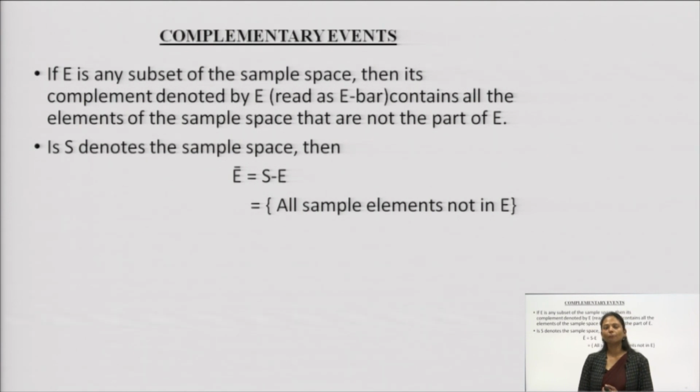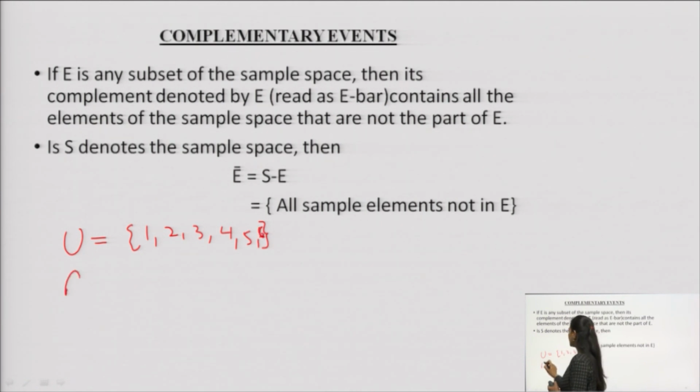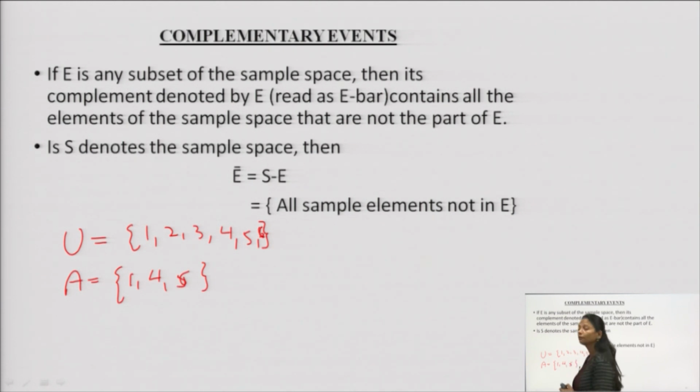Now, next comes complement events. What are complement events? For example, if my population, that is the universe, consists of 1, 2, 3, 4, 5 and 6, but my first sample has 1, 4, 5. Then what is a complement? If E is a subset of the sample space, then its complement, denoted by E bar, contains all the elements of the sample space that are not part of E. That means the complement event E bar is equal to the sample space S minus E.